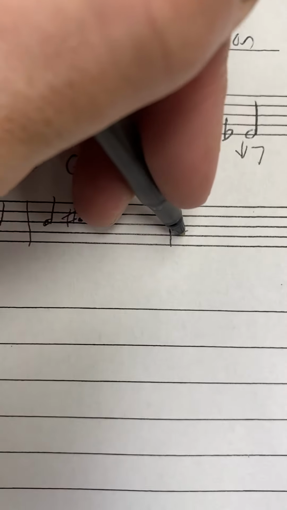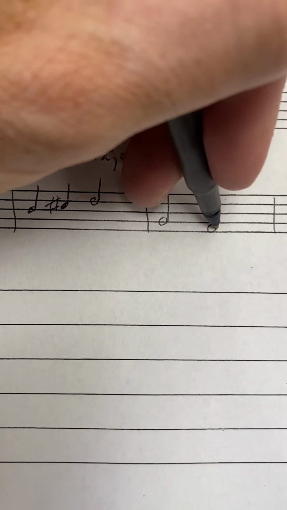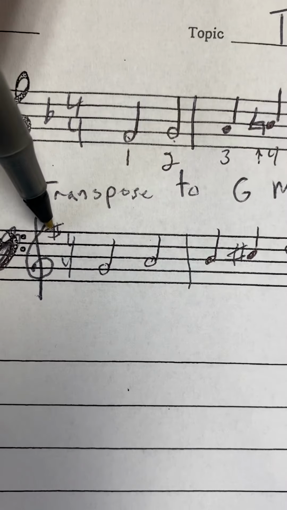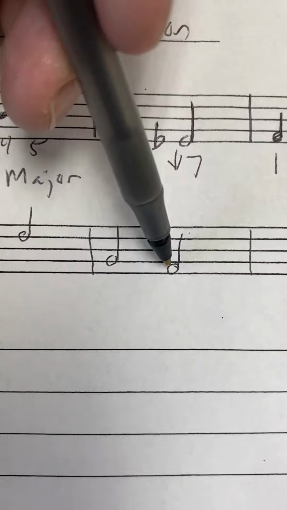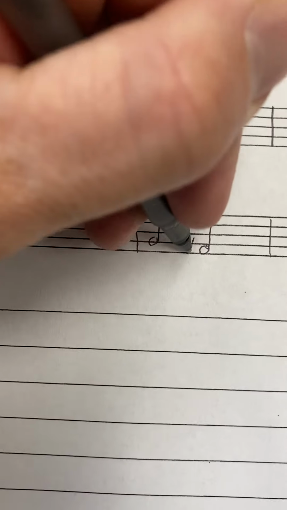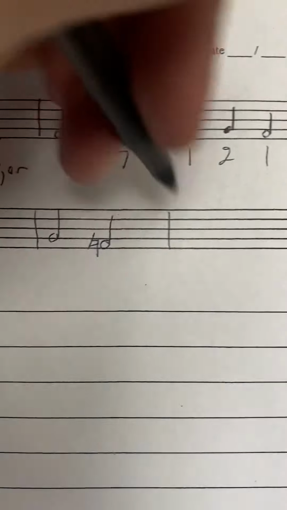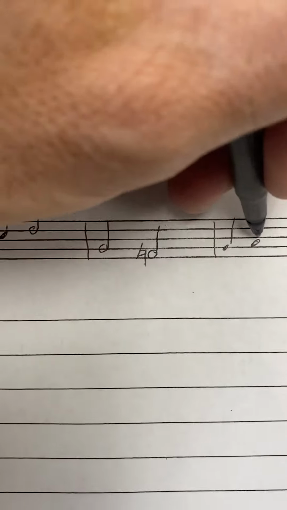Scale degree 1. Now I've got to go down to scale degree 7, but lower it. Right now, in G major, that note is an F sharp. This sharp sign makes all the Fs instantly sharp. I lower a sharp with a natural sign. There it is. And then 1, 2, 1.